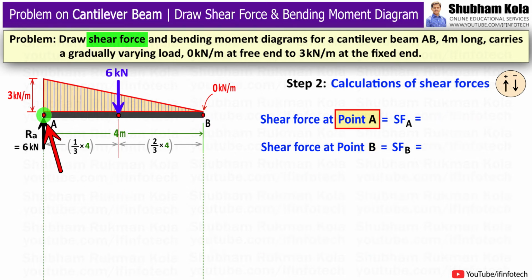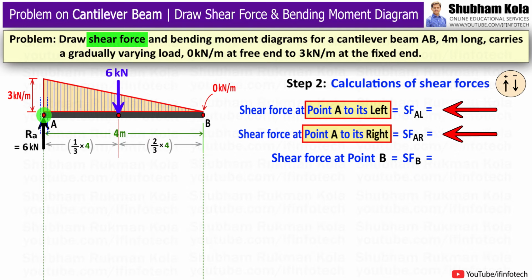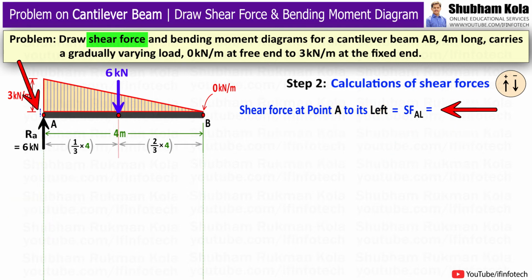But in this diagram, at point A, the reaction force is acting on the beam, and since the reaction force is a point load, hence we have to calculate the shear force values at left side and right side of point A. So here I will start the shear force calculation from left side of point A, that is SF at A to the left. So as you can see, there is no force acting at the left side of point A. Therefore SF at A to the left equal to 0.